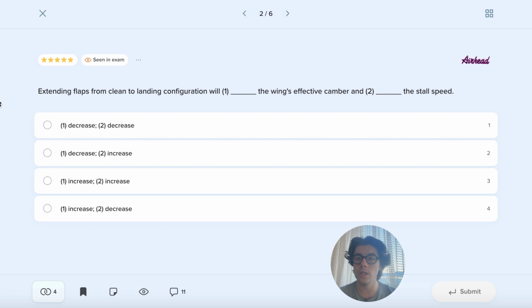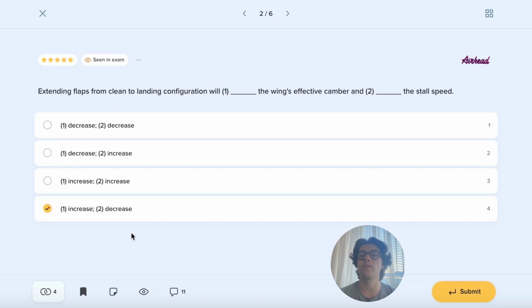For example, most of the GA general aviation aircraft, such as Cessna 152 or the Diamond DA20, will stall at around 40 knots. However, this can go even lower, up to 38 or 35 for some glider-like aircraft when you have the flaps extended. So if you have more CL, that means you require less speed to keep the same lift. So if the required lift is X and you increase the CL, that means the speed required to keep the same lift also decreases, meaning that when you extend flaps from clean to landing configuration, the camber will increase and the stall speed will decrease.